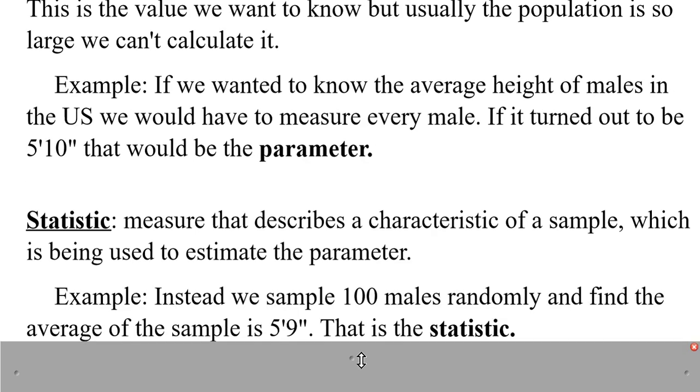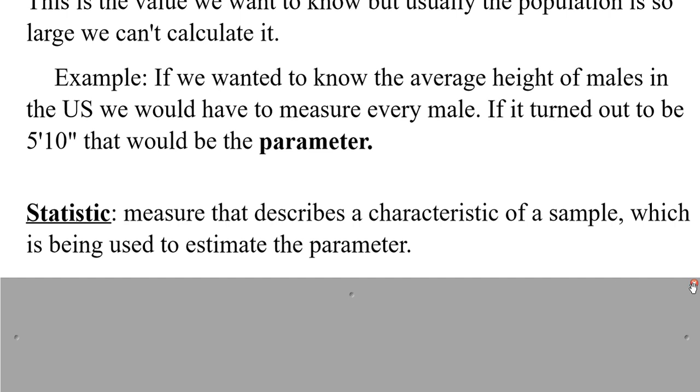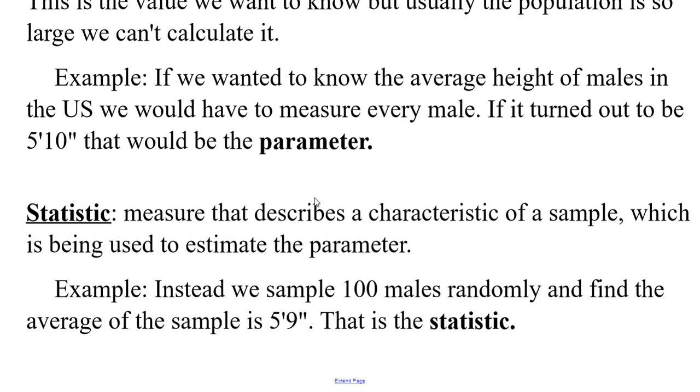Because we can't get at that, we do a sample instead, and the value that we get from the sample we call the statistic. The statistic is the measure that describes a characteristic of the sample, which we're using to estimate the parameter. We're saying it's probably pretty close to the parameter if we sampled correctly. So maybe instead of sampling every male in the US, we randomly sample 100 from across the nation and find that the average height is 5'9". That value of 5'9" would be the statistic.